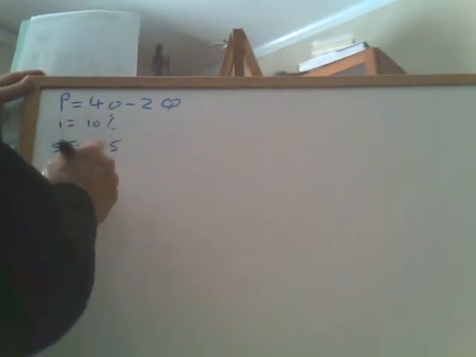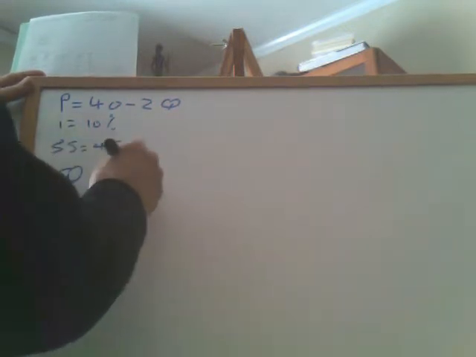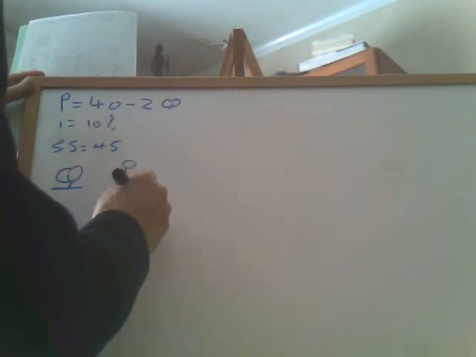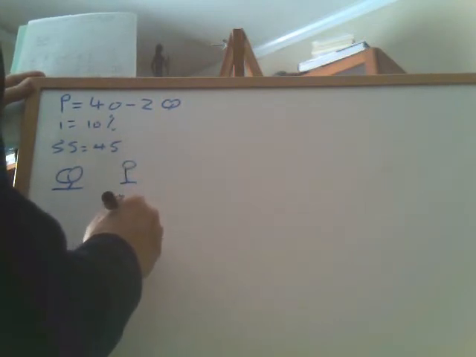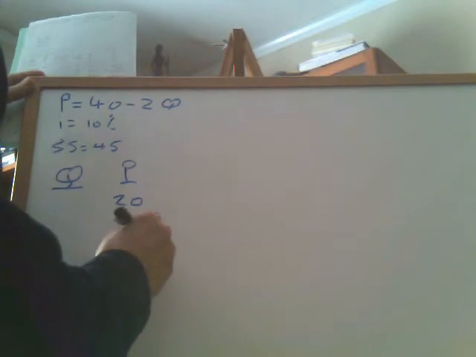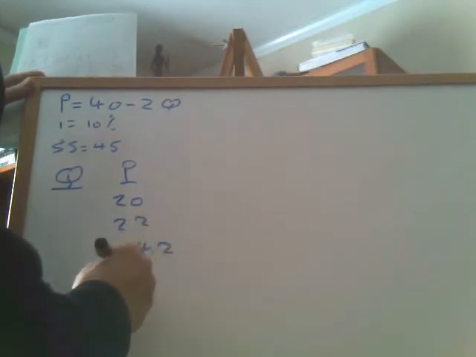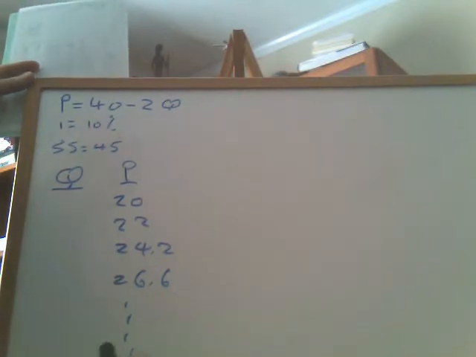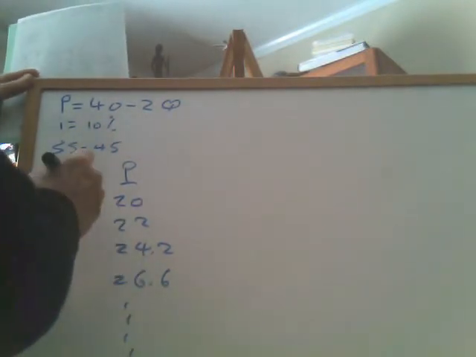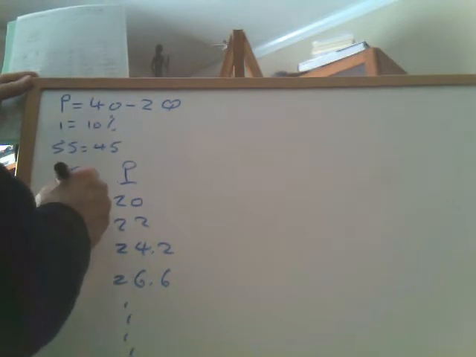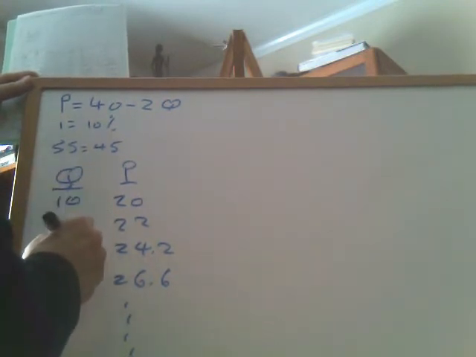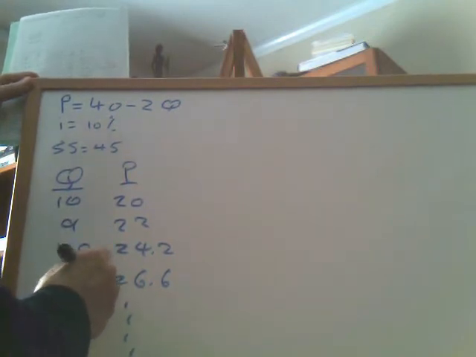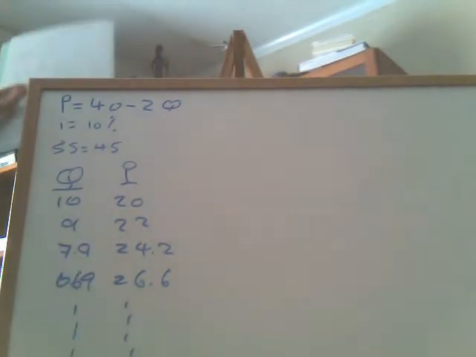There's no need really to put all of them, but let me just recapture the spirit. So we said the price is going to be 20, 22, 24.2, 26.6 and so on and so forth up until 40, and the quantity was going to be 10, 9, 7.9, 6.69, etc. until 0.